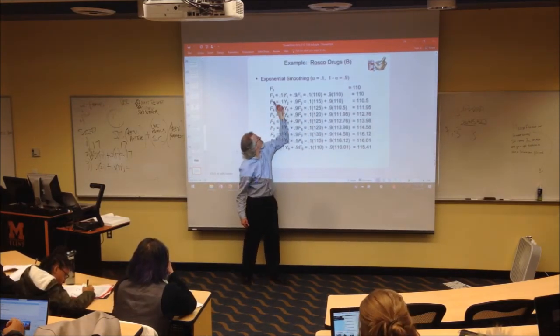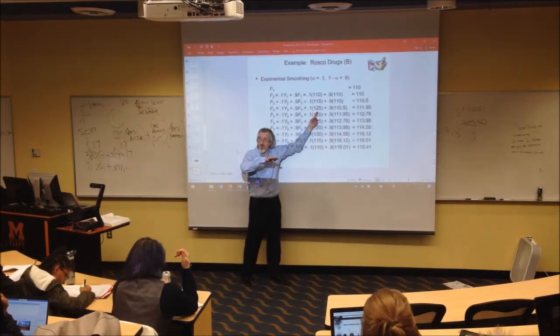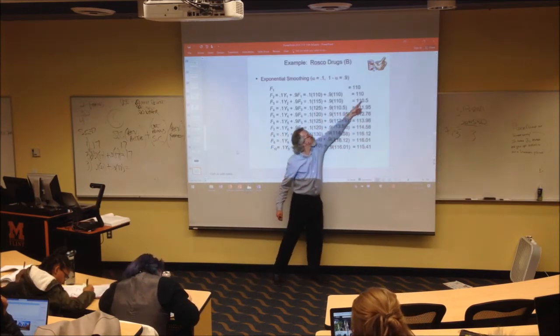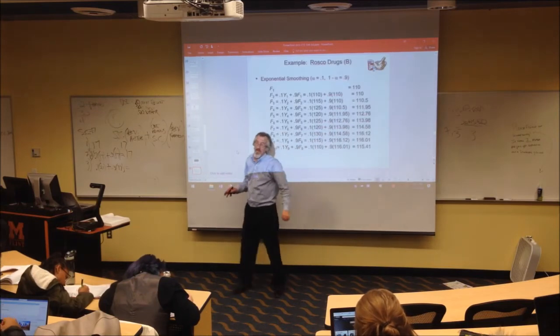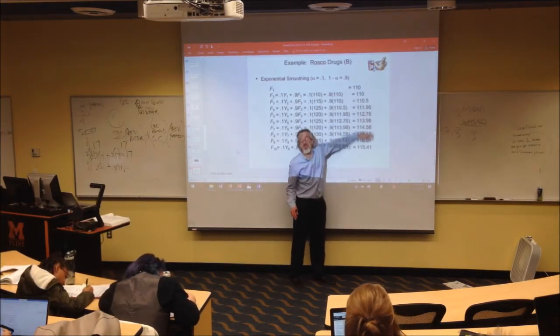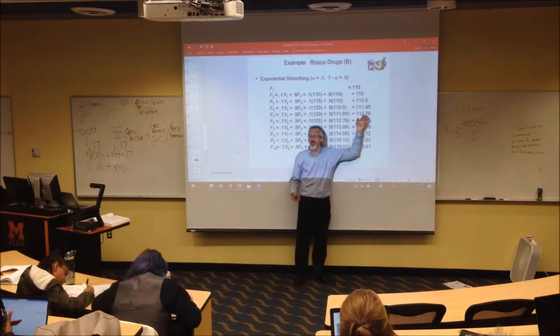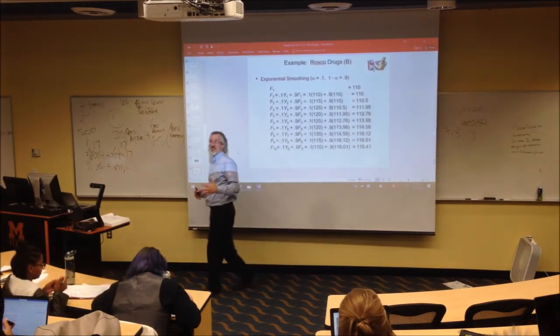Period 4: 0.1 times the previous period 3's actual, which is 125. We went back and looked at the numbers; 125 is period 3's actual. The opposite, 0.9 times the previous forecast. The problem with exponential smoothing is that if you make a mistake up here in these first 2 periods, everything's wrong from that point on because you keep using the previous period's forecast. So one mistake makes everything off. That's the difficult part about this.